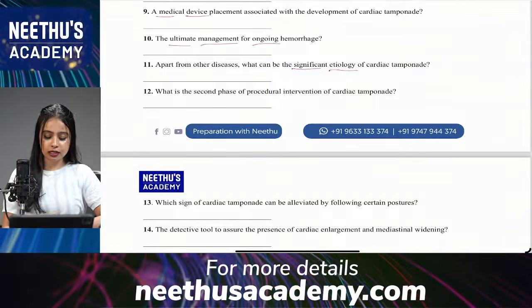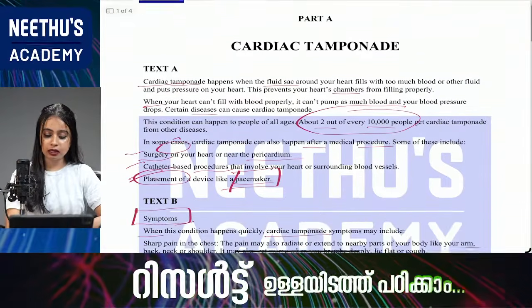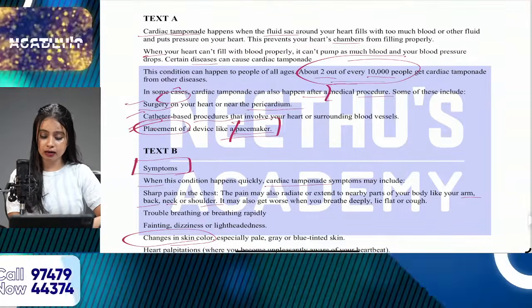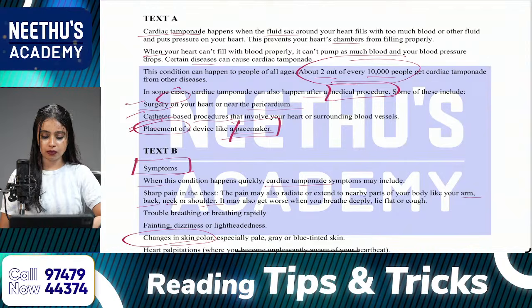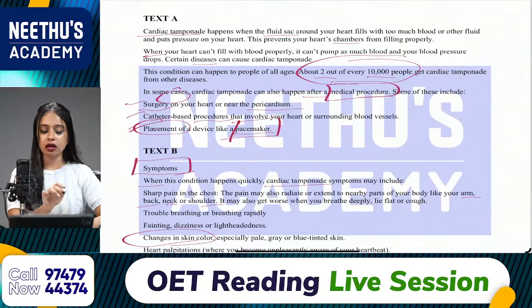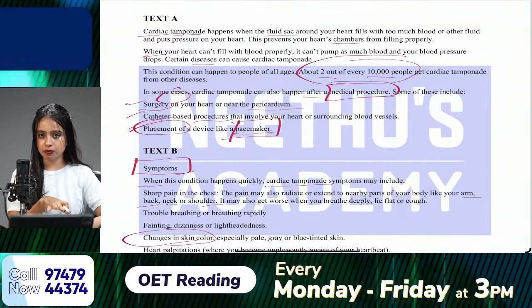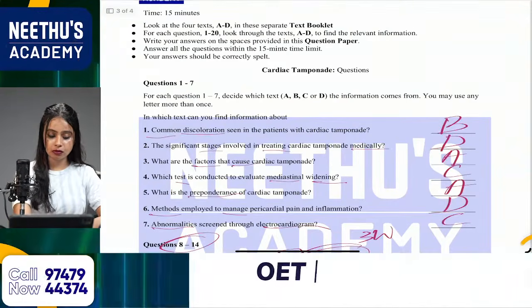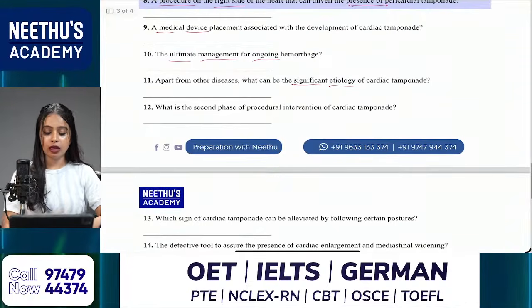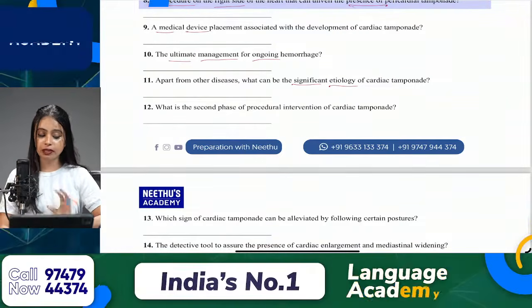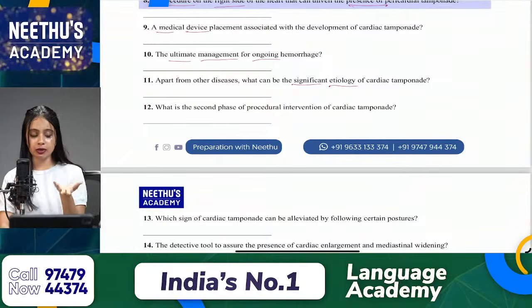Okay, so the answer is from text A. I got that answer from text A. So my answer is medical procedure. Okay, in some cases, cardiac tamponade can also happen after a medical procedure. So these are the chances, or these are the factors which are included. So my answer is medical procedure from text A. Okay. Very good, Reba. It is medical procedure. I know that it is quite difficult, but still your answer is correct.